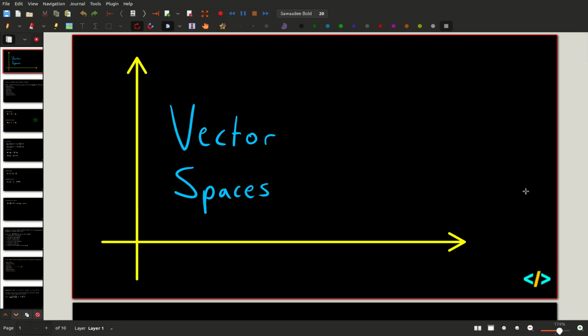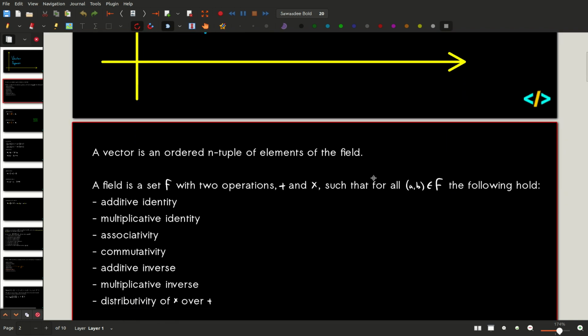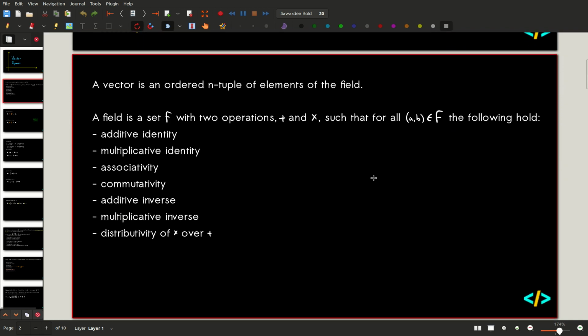The plan for today is to cover vector spaces. We're going to look at different types of vectors and what we can do with those vectors. So, vector spaces. Let's begin. Okay. So a few definitions.